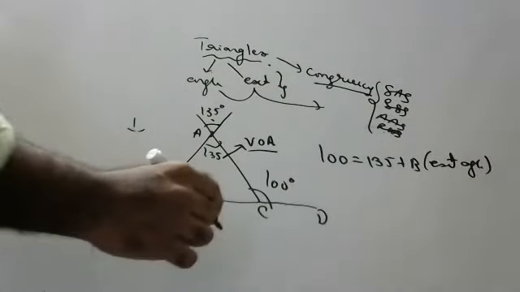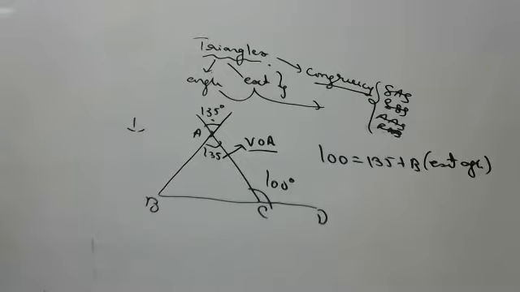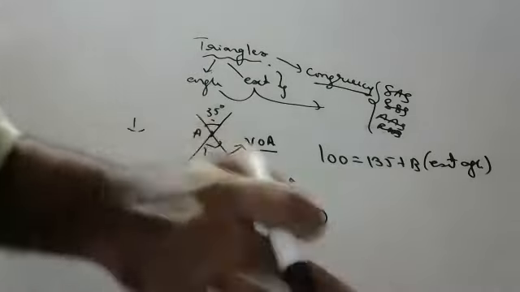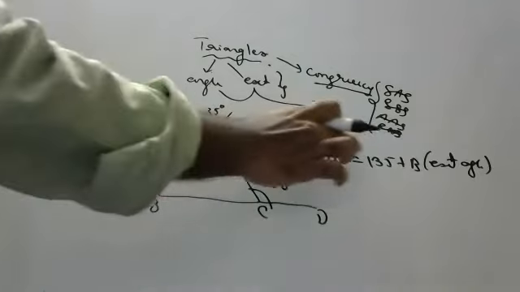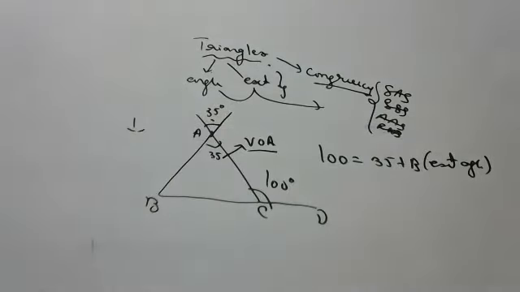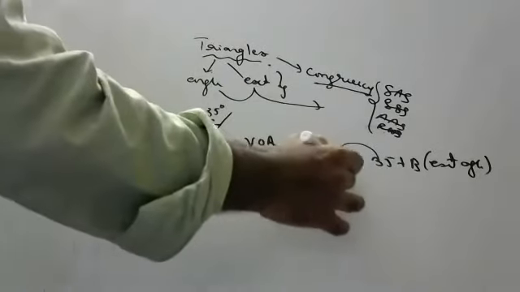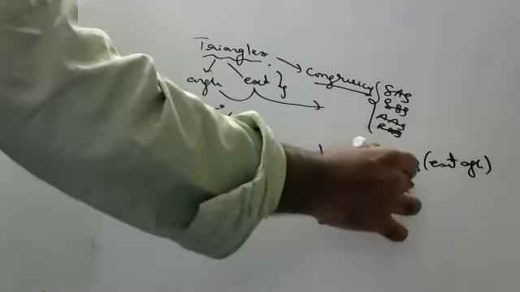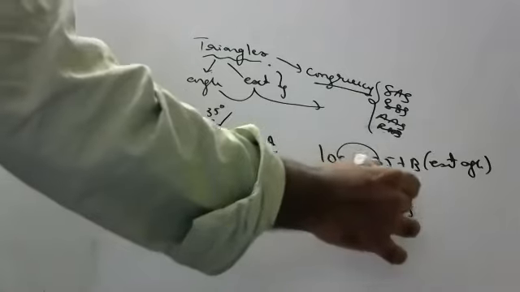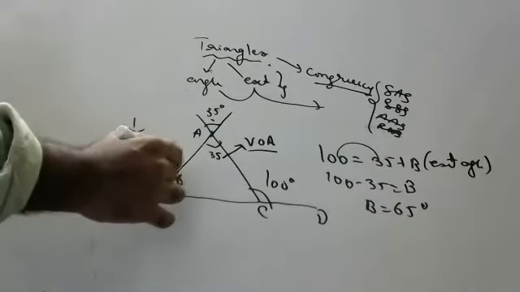So this is 100, ACD. Oh children, this is just 35, I'm very sorry. I wrote 135. So now 100 minus 35 is equal to B. So B is equal to 65 degrees.